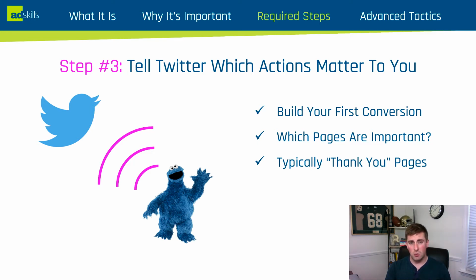So we're going to go through and tell Twitter which pages are important to us. Typically, these are thank you pages. So if someone comes onto your website and opts in for a free ebook and lands on the thank you page, that thank you page is the one we want to tell Twitter, hey, someone landed on this, they have a Twitter cookie, we want to send this information back to Twitter so we understand which ads drove this and we can continue to invest in those ads.